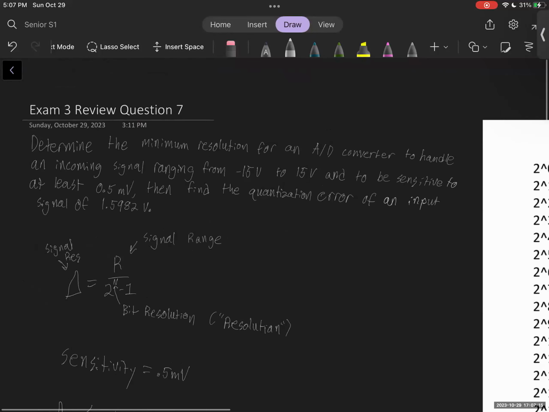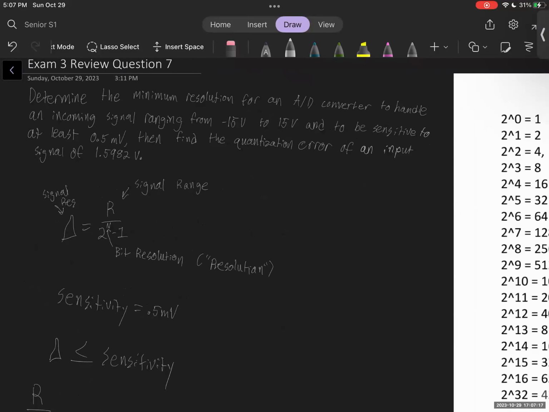Because our system is handling from -15 to 15 volts. And the easiest way to do the rest of this math is if you offset it to where the floor of your signal range is at 0. So we're basically shifting everything up by 15. So our signal range is from 0 to 30, and our signal value that was 1.59 is now shifted to 16.59. Does that make sense?